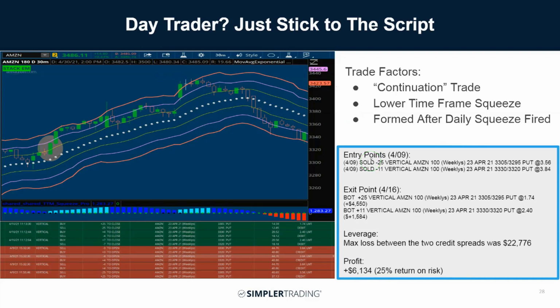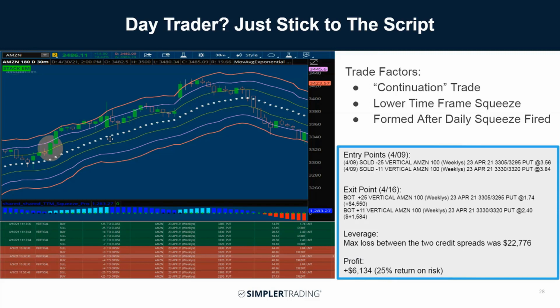So call this a continuation trade. Sold a couple different put credit spreads at 356 and 384, and I'm buying them back a few days later for some pretty modest profits. $6,134 of return, 25% return on risk. I'll take it. As long as it fits the structure, we can make this work on a 15-minute chart all the way up to a monthly chart. It just has to fit the structure of our checklist and the tools that we depend on here.